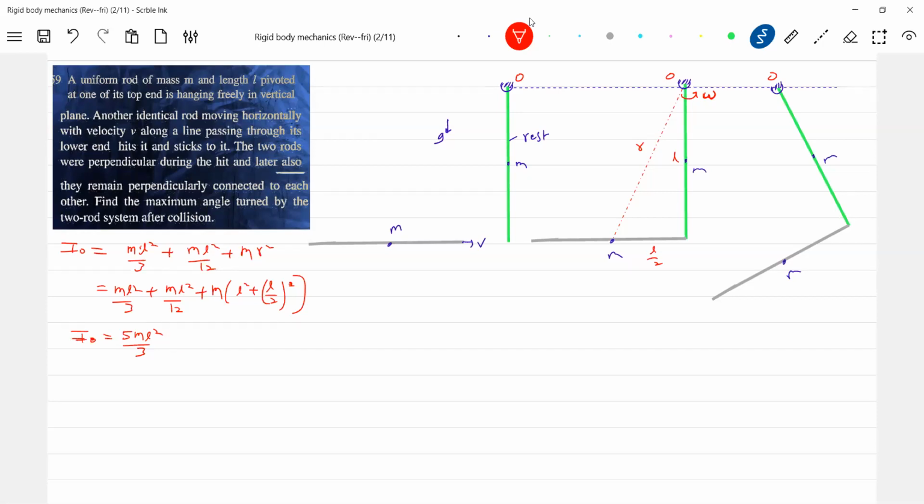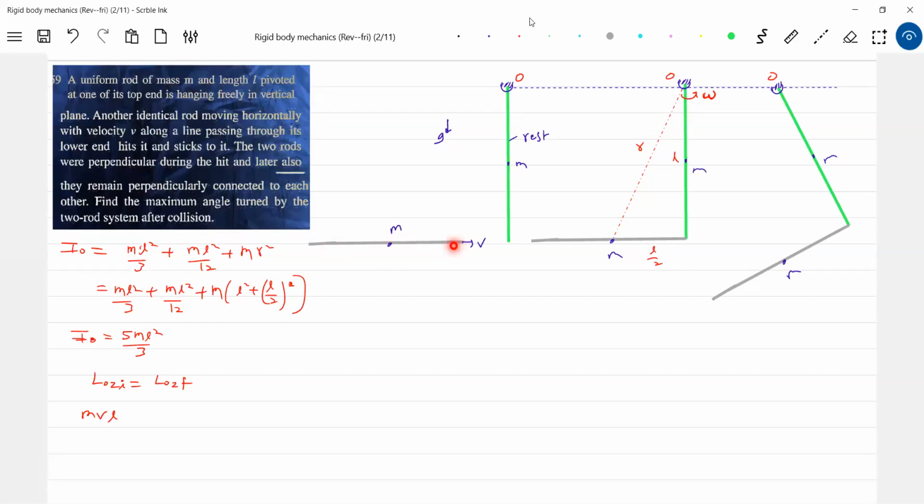Now we'll apply conservation of angular momentum about O. Initial angular momentum is MvL, that of the moving rod about point O. What is the angular momentum? But sir, it's not a particle, it's a rigid body, no? So again, apply: is there any rotating motion? There's no rotating motion for the rod, so there is only translational motion. For translational motion, it is mass into velocity of center of mass into the perpendicular distance. That is sufficient. We did most of the problems where the colliding body was a particle.